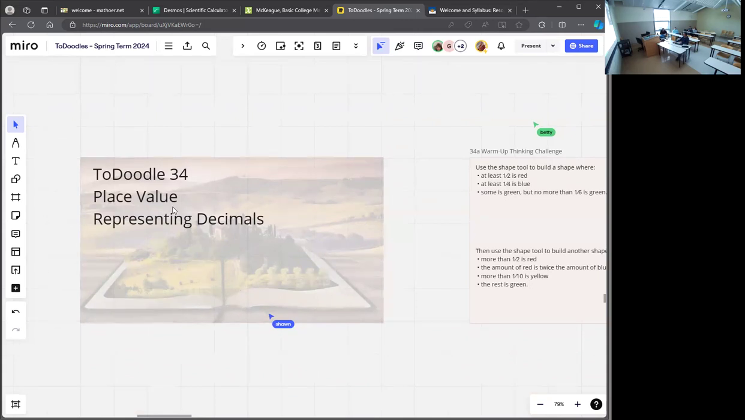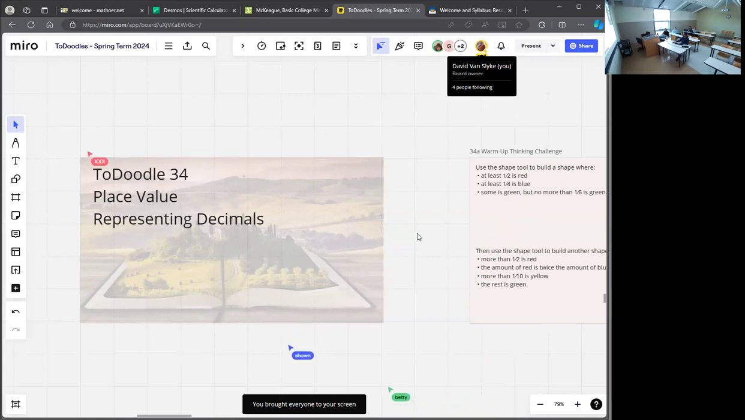For now, we're going to talk about place value. We did a lot of stuff with place value on whole numbers early on in the term. Now we're going to repeat all of those things but with decimals.